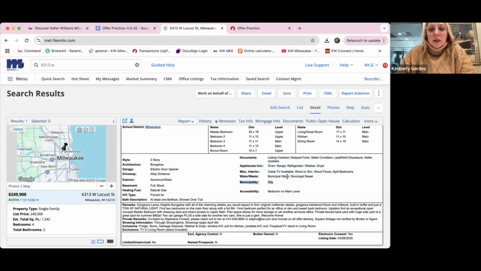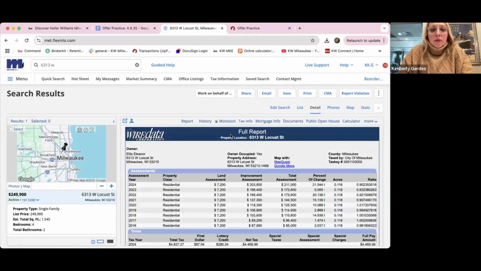And again, the municipality type is information that has been entered by the listing agent. So we hope that it's accurate, but if you ever want to double check, you can also just go to tax info. And it's also here: taxed by the city of Milwaukee.